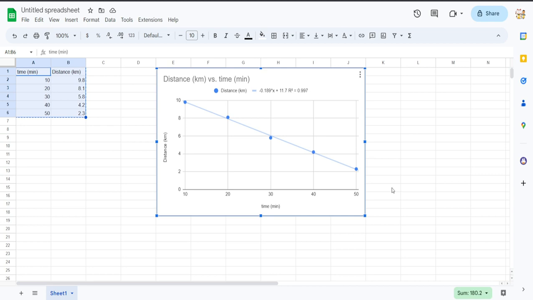G, when does the cyclist arrive at home? Because we're arriving at home, this is telling us that y equals 0. So in our equation, 0 equals negative 0.189x, because we don't know how long, plus 11.7. Rearrange, we have 11.7 equals negative 0.189x. End up dividing both sides by negative 0.189.